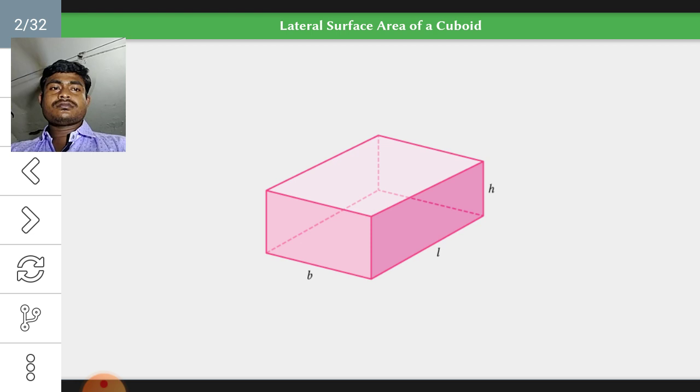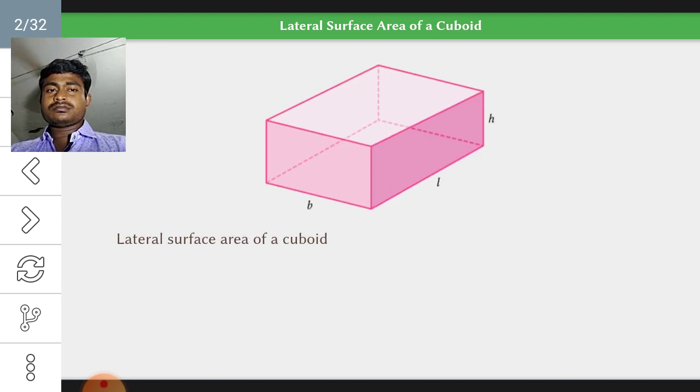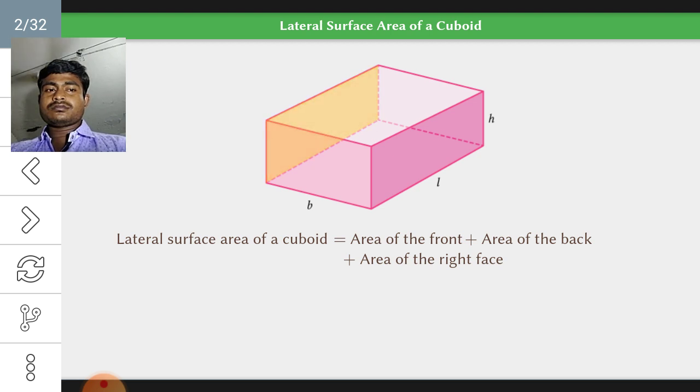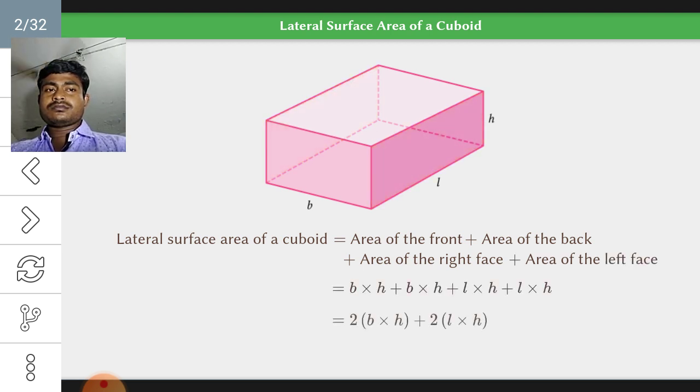The lateral surface area of a cuboid is equal to the sum of the areas of all faces except the top and the bottom face. Thus, the lateral surface area of a cuboid can be calculated as the sum of the area of the front, the back, the right face, and the left face. Therefore, the lateral surface area of a cuboid is equal to 2H times (B plus L).